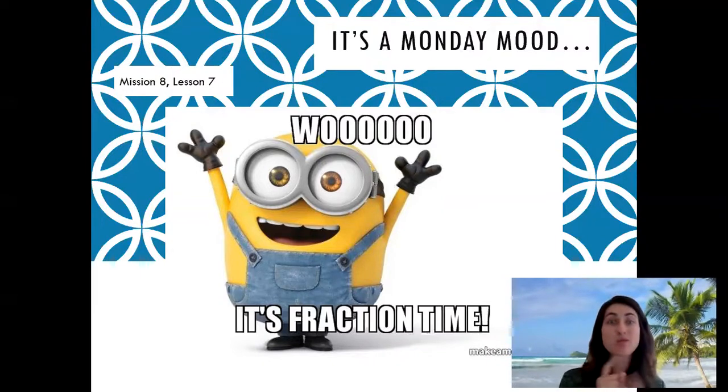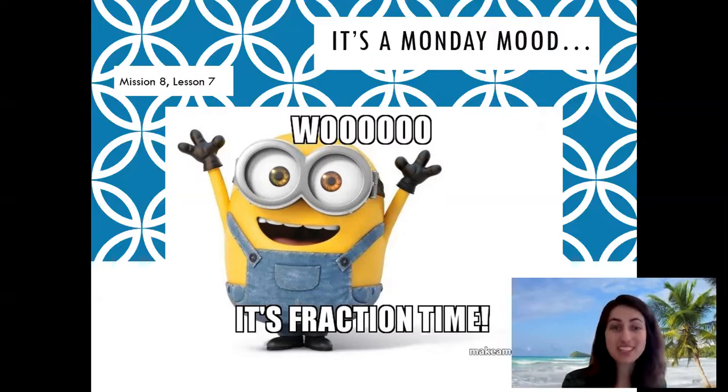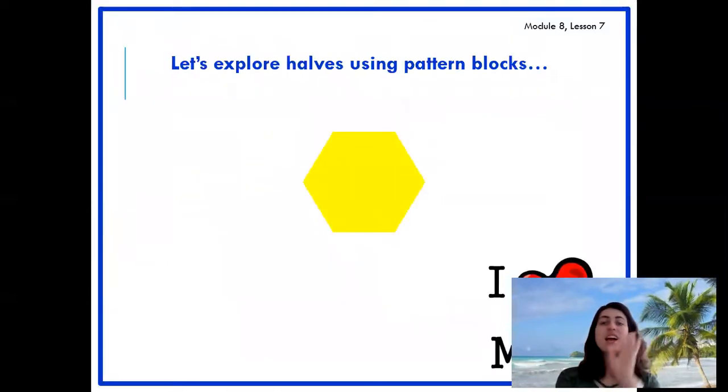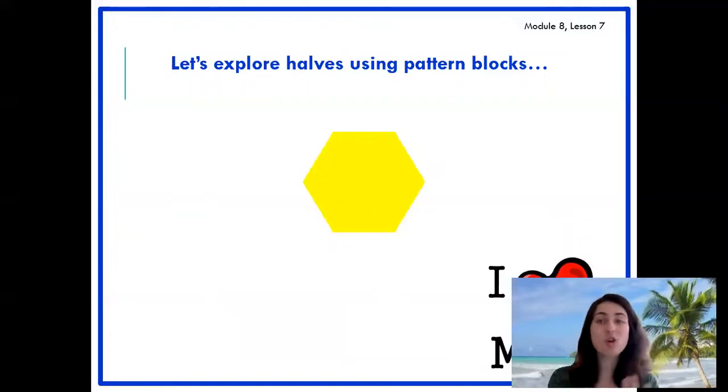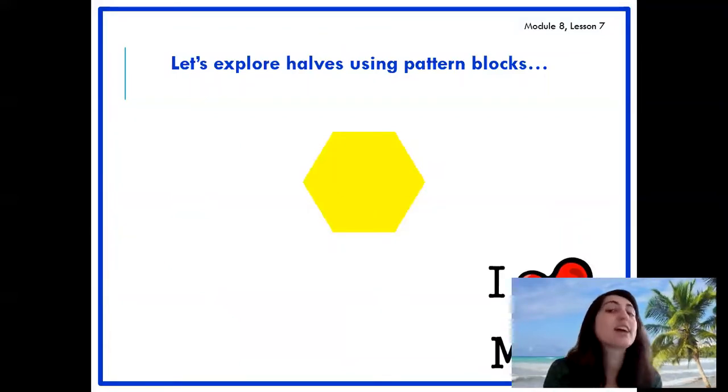Today, we have a really quick mini lesson that I'm going to fly through and talk through because we're going to be introducing shapes today, but we're going to continue working on shapes and fractions this week. So let's get going. Let's first explore halves using pattern blocks. I've got cool, colorful pattern blocks for us to explore today.